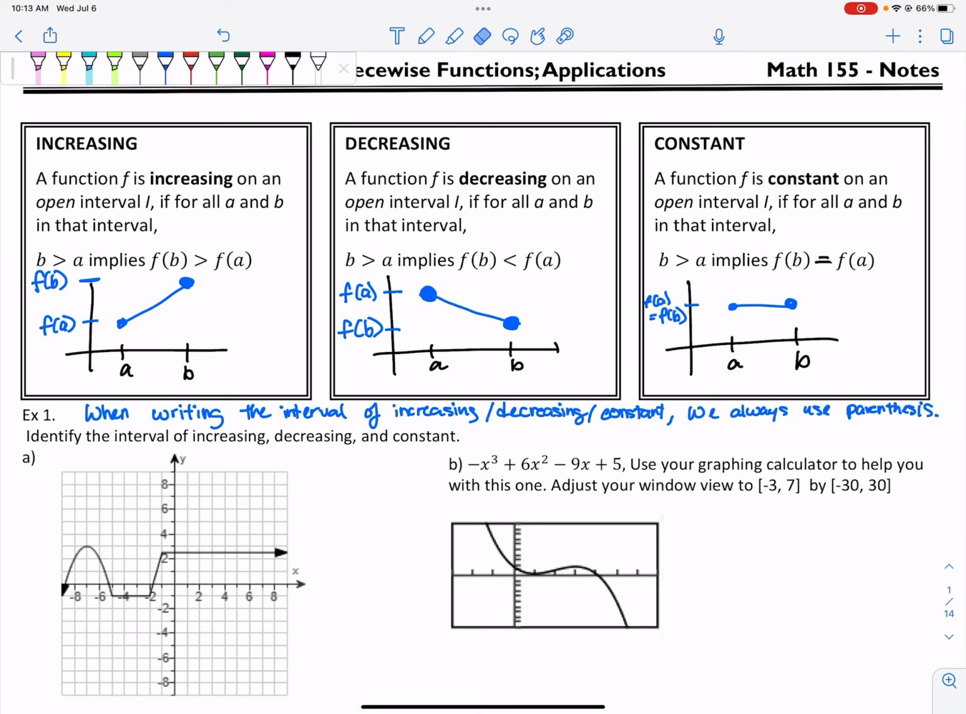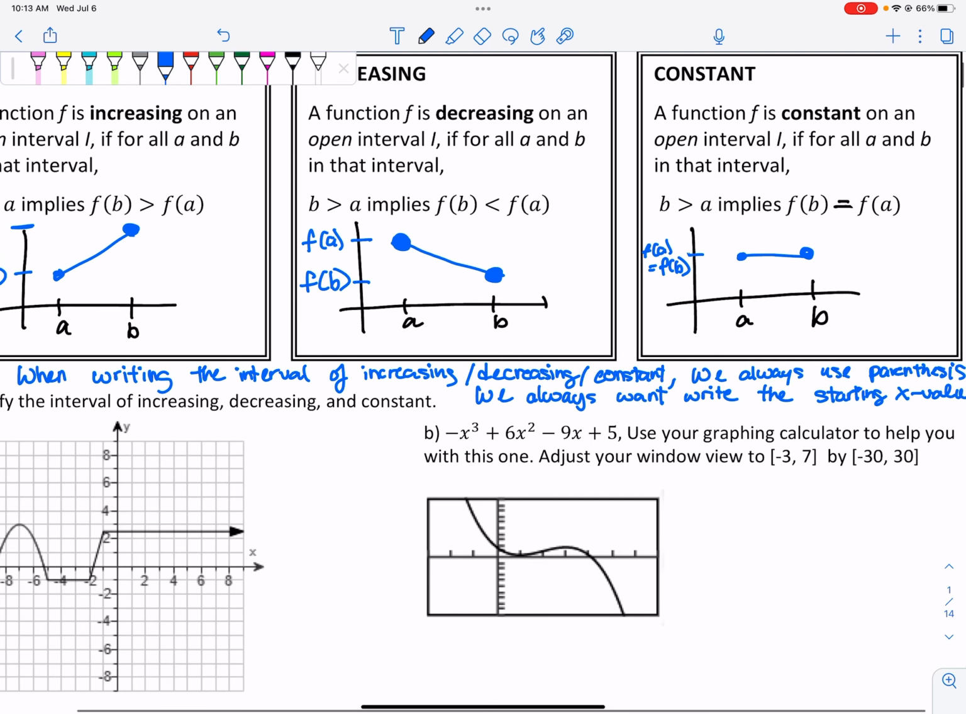Also, we always want to write out the starting x value, where it starts to increase or decrease, and the ending x value. So we don't really write out the y values when we write out the intervals of increasing, decreasing, or constant.